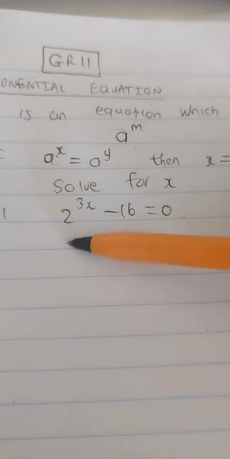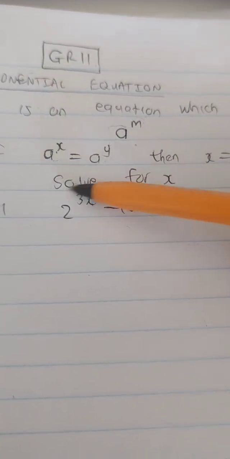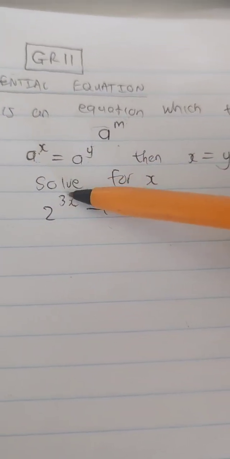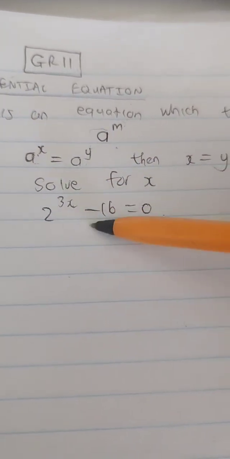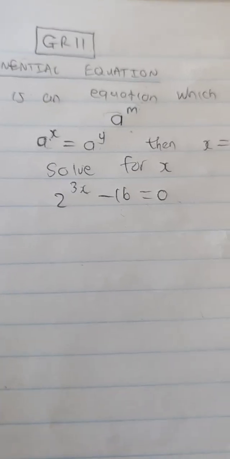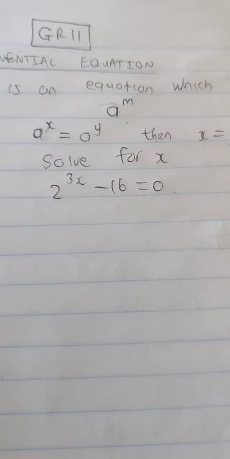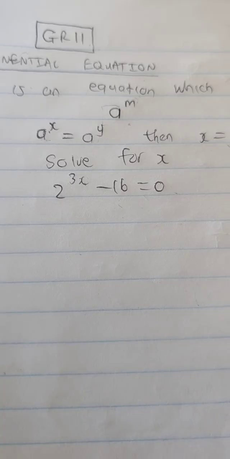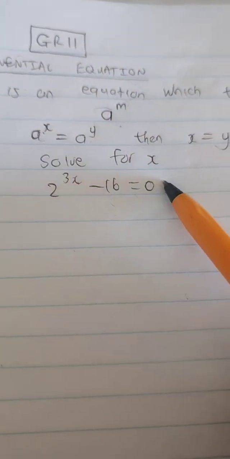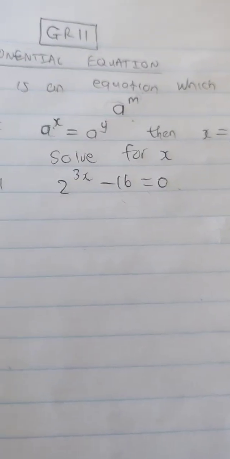Okay, so you guys can see that on the left hand side of this equal sign, there are 2 terms. How many terms? 2 terms. So 2 to the power 3x and minus 16. Anna says, take negative 16 over to the right hand side. Very good. So can we do that? Definitely. 2 to the power 3x is equal to 16.